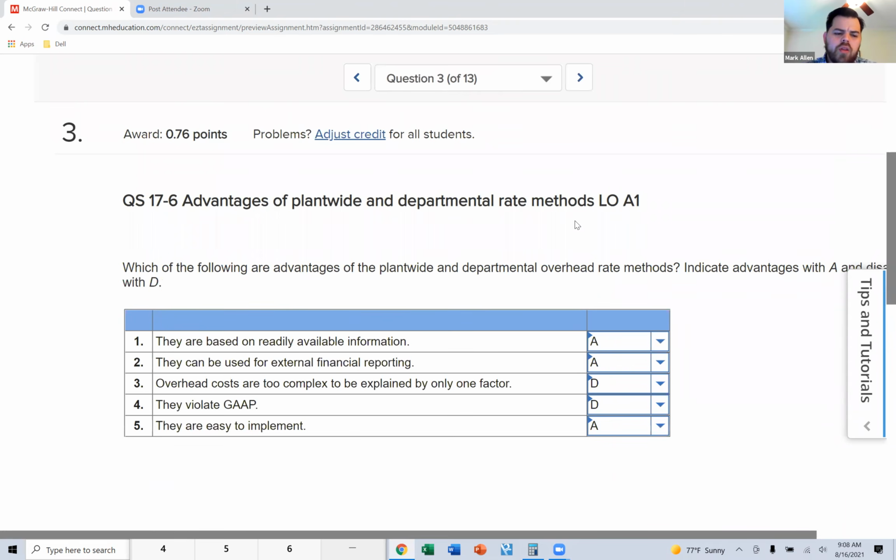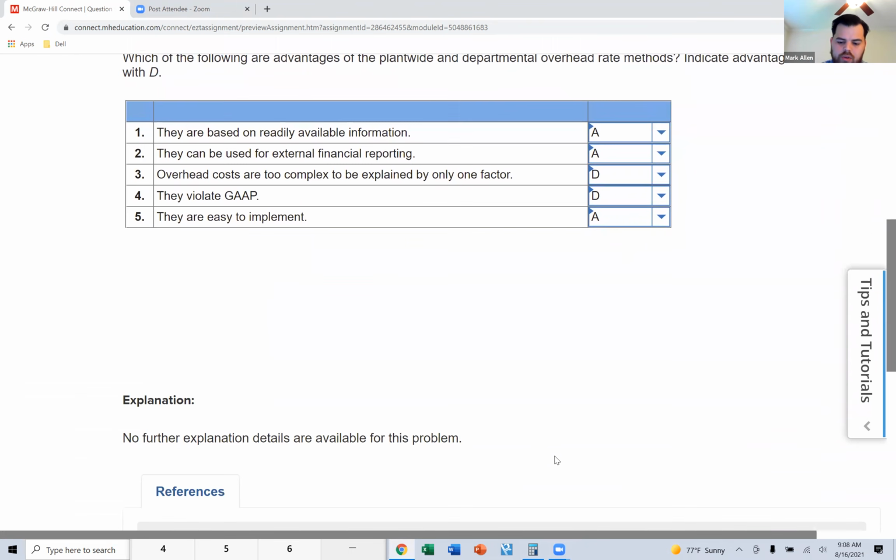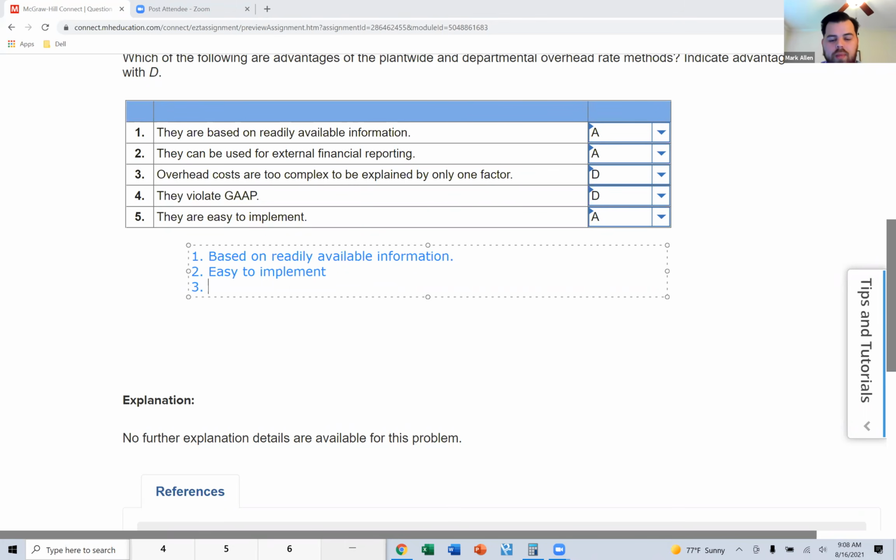Now, number 3, we're looking at advantages of the plant-wide and departmental overhead rate method. Before I even look at this, I would just tell you there are essentially 3 advantages for the plant-wide and departmental overhead rate methods. The first one, of course, is that these are based on readily available information. So we like that. Because the information for these methods is very easy to obtain, it also makes them very cheap and easy to implement. So those are 2 of our big advantages for these 2 methods.